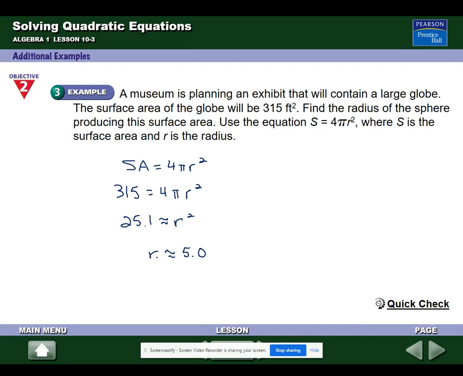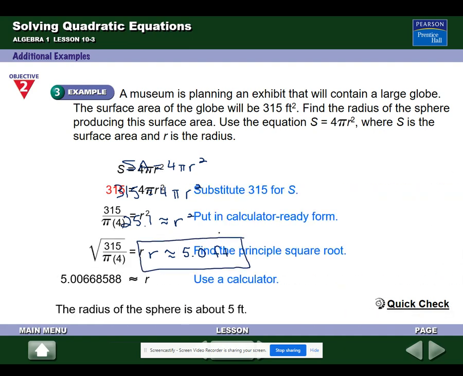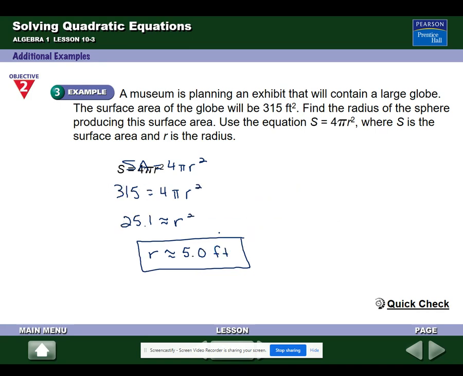But we are talking about a length here. A radius is a length, and it should be in feet. So we only want the positive number there. And of course, they didn't round to the nearest tenth. They rounded to the nearest whole number. But on a problem like this, your book should tell you what to do.